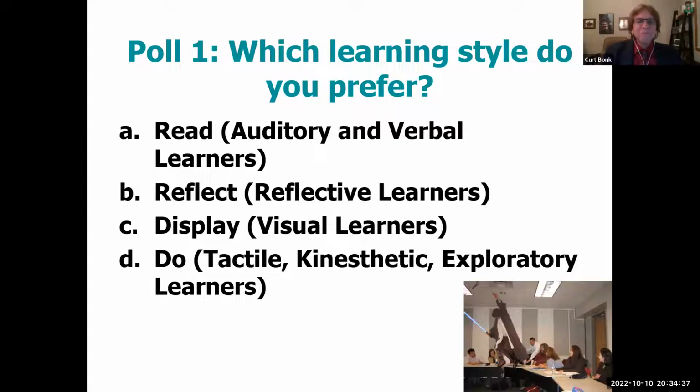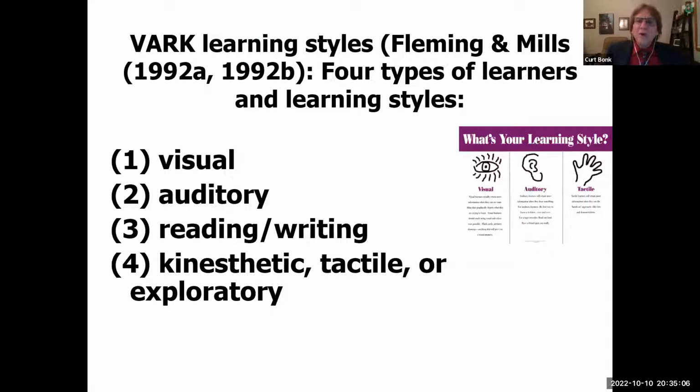But I'm curious, in the chat, if you put down, are you more of an audio learner, a verbal learner? For A, put read. If you're more reflective, write reflect, or put a B. If you're a more visual person and like displaying your learning, put a C. And if you like the hands-on and tactical kinds of things in exploration, put D or do. You either write the word or you put that in there. So there are different models.